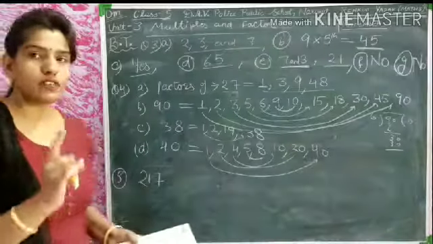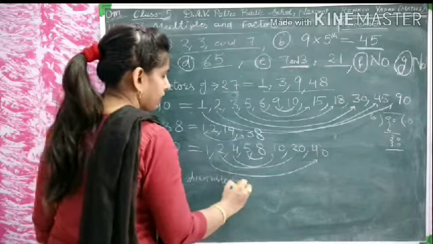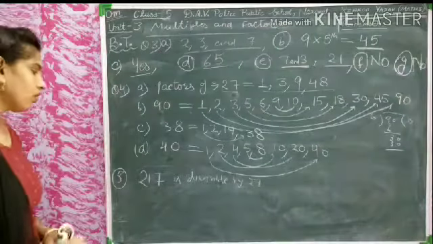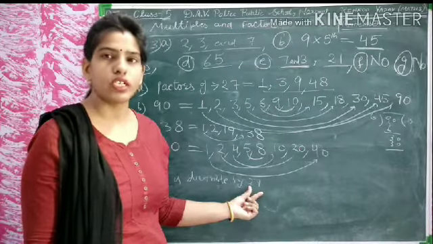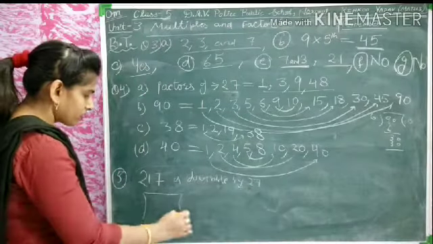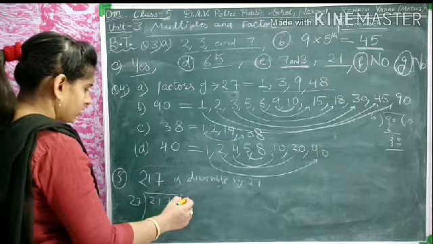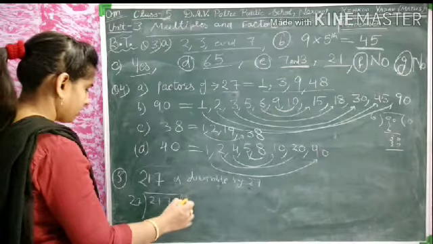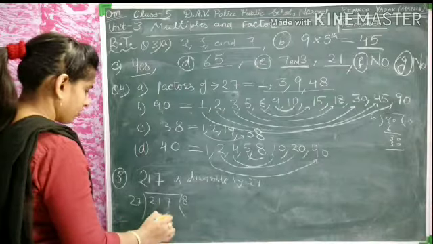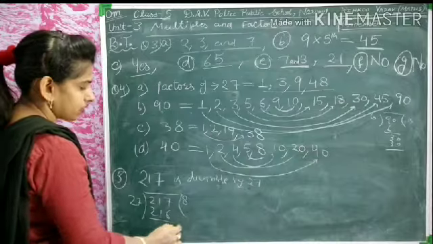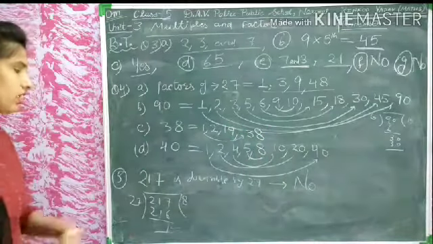217 is divisible by 27. Is this clear, students? So we will see here that it will be divided by prime factors of this number. So 27, we will divide 217 by 27. We will get here the number as 1. So it will not be divisible by 27. So no. Is this clear, students? If this is divisible, it means there is a remainder 0 here.